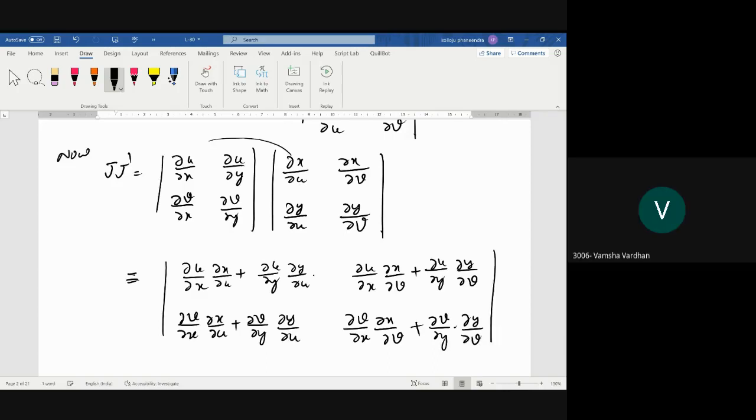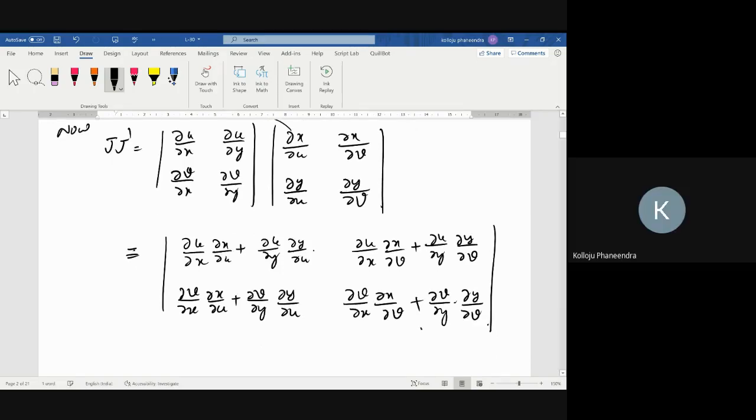By dou y, sir. Where? Fourth coordinate, sir. Fourth one? Dou v by dou x. Dou v by dou y. Wait, this into this. Yes, this, sir, right? Two position, right? Row, second column. Still correction is there?